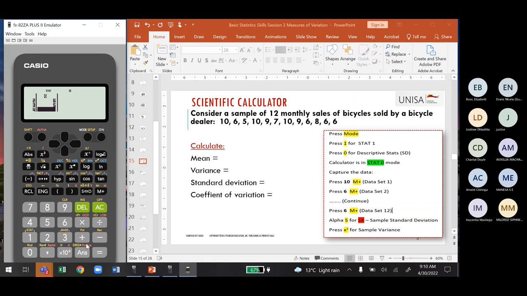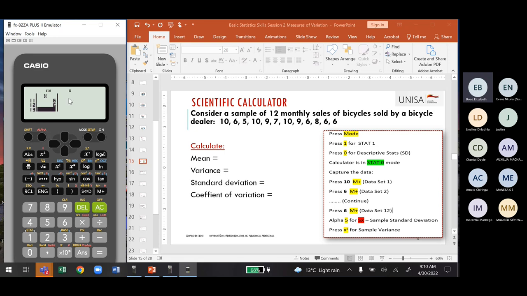5, equal sign. 10, equal sign. 9, equal sign. 7, equal sign. 10, equal sign. 9, equal sign. 6, equal sign. 8, equal sign. 6, equal sign. And 6, equal sign. I know that they said there should be 12. When I look at the table, when I get to the last 6, it says it corresponds to 12. Therefore, it means I have captured all the data.